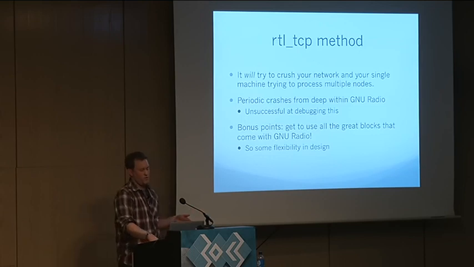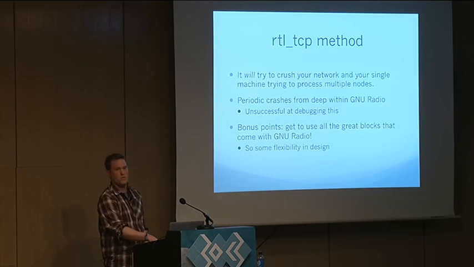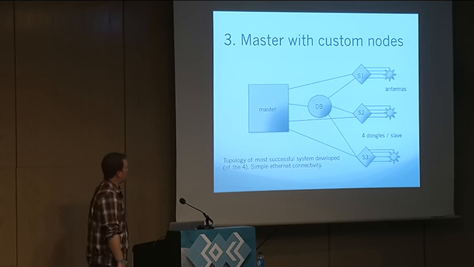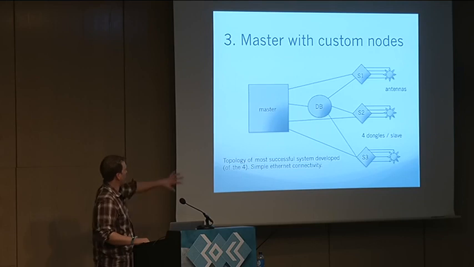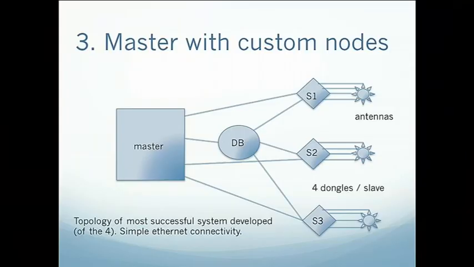Furthermore, because of the previous example, this will also crush your one machine because it's doing a lot of the heavy lifting. So what I decided to come up with is this monster diagram, which reflects the legitimate setup that I just showed before that I have running. I have one master node, I have a database, 3 slaves, and on each of the slaves there are 4 RTL dongles connected to the antennas via multiplexers.